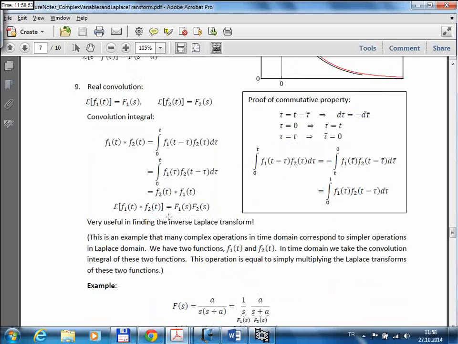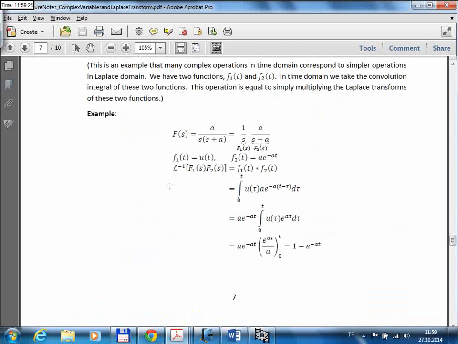Okay? Another sign that shows Laplace transformation makes operations easy. The convolution operation is a complex operation. When you're convolving two functions, you have to take this integral. But in s domain, the corresponding operation is just multiplication. So you just simply multiply the transformations of those two functions. Okay, so this is the convolution property, and there are some examples here which you can look at later on.